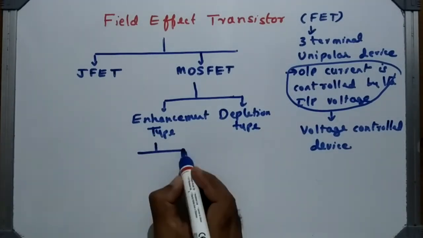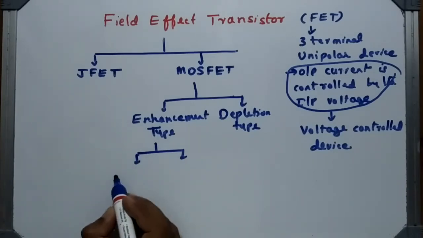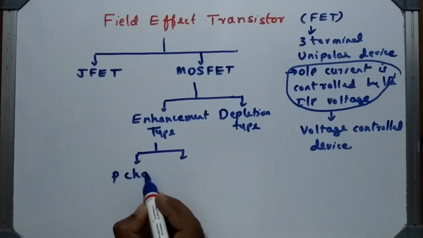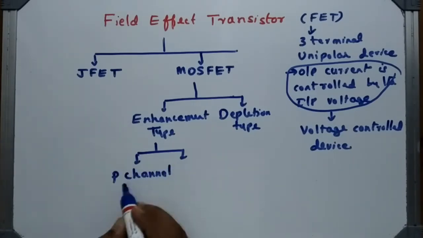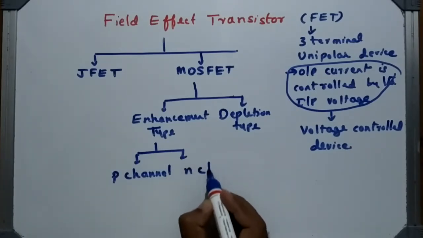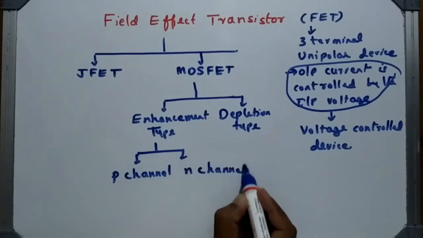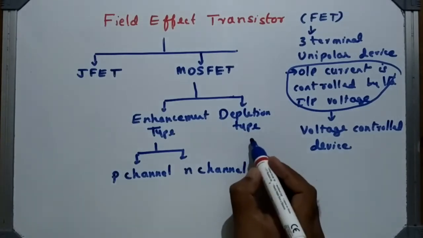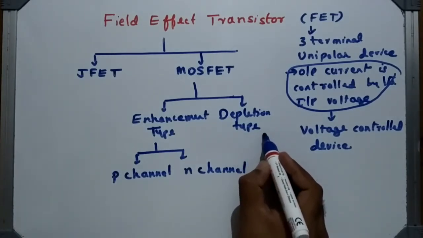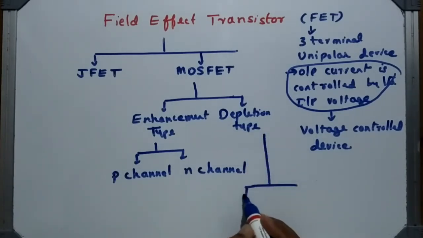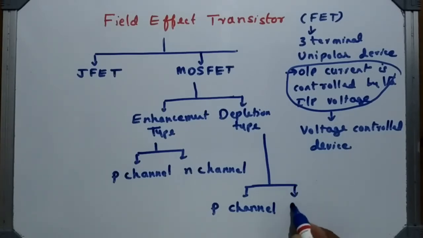Again, in enhancement and depletion type there are two types. One is called P channel and the second one is called N channel. Now in depletion also there are two types, the same way: P channel and N channel. So this is the classification of MOSFET.